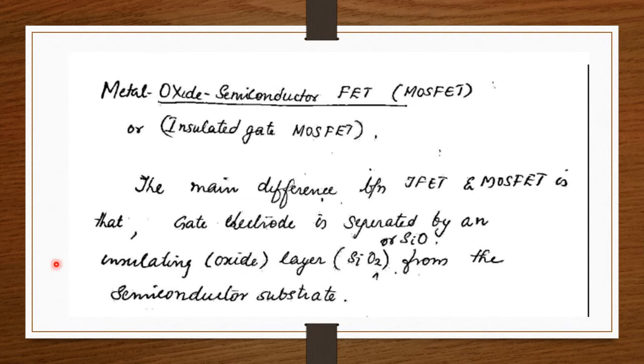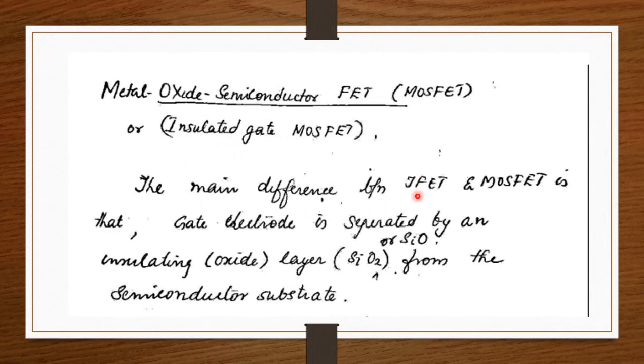Hello students, in this video we will be dealing with the second type of FET, which is the metal oxide semiconductor field effect transistor. This type of FET is also called insulated gate MOSFET. The name insulated gate means the gate is insulated from the entire structure in this type of MOSFET. When we discuss the structure, you can find that the gate is insulated.